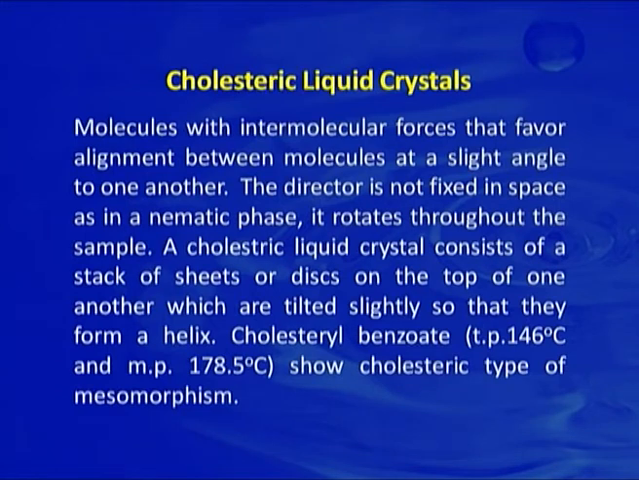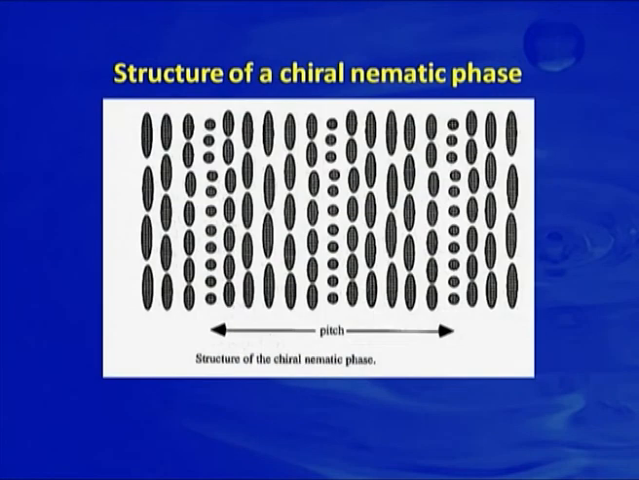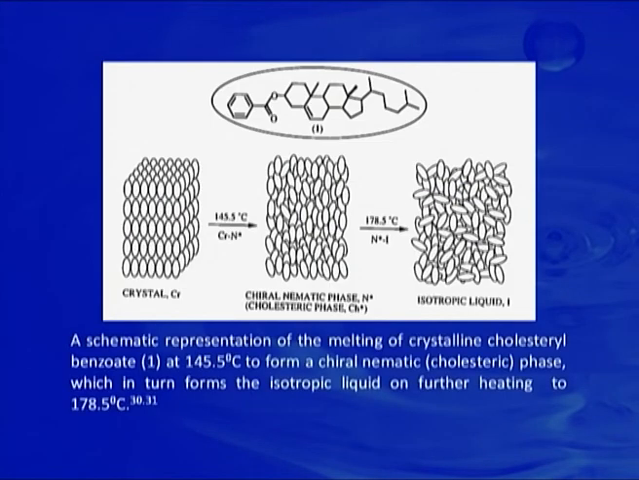So, cholesteric types of mesomorphism. Here is the structure of chiral nematic phase or cholesterolic phase. Here is the schematic representation of melting of crystalline cholesterol benzoate. Here is the structure of cholesterol benzoate. It is solid when it is below 145 degree centigrade. When we increase the temperature up to 145.5 degree centigrade, it is converted into the liquid crystal phase.